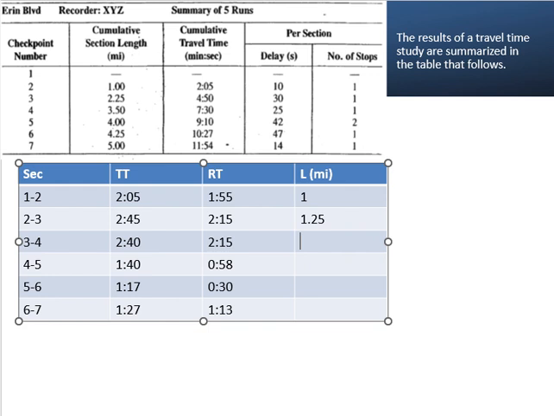Next, 1.25, 0.5, 0.25. Okay, last. So cumulative values were given, and we just took the difference. Clear? Any problem till now? Okay.